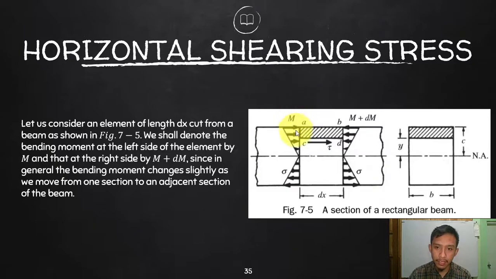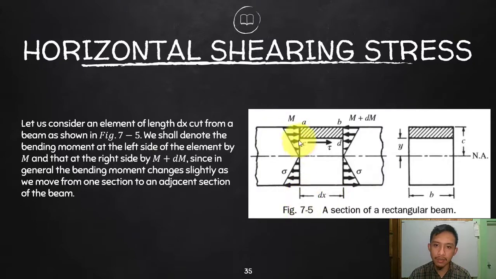If you try to cut somewhere here at section A, that will experience a moment M. If you move a little bit within a distance dx along your length, there will be an additional small moment. It could be an addition or a reduction, but there will be a small change in moment due to moving within this differential distance.